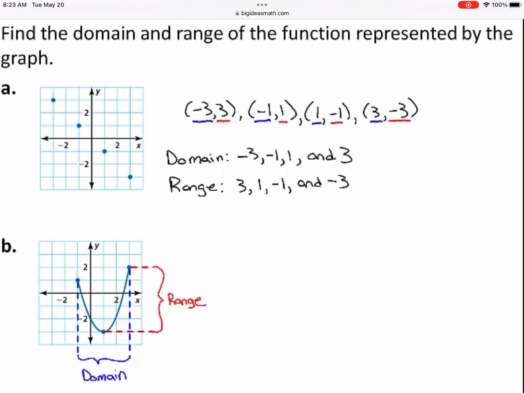So the domain of the function is all real numbers greater than or equal to -1 and less than or equal to 3, which can be represented by the inequality -1 ≤ x ≤ 3. The range of the function is all real numbers greater than or equal to -3 and less than or equal to 2, which can be represented by the inequality -3 ≤ y ≤ 2.